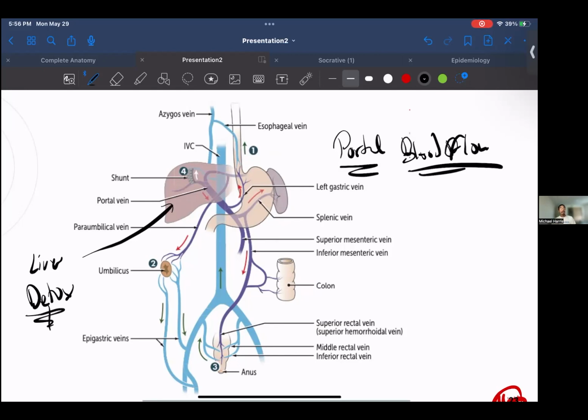There's only a few locations where you bypass the liver. One is the anus, because you also have systemic circulation. And the other is the mouth, because it's very absorptive in the mouth as well.